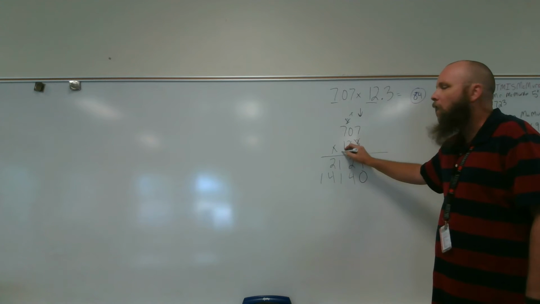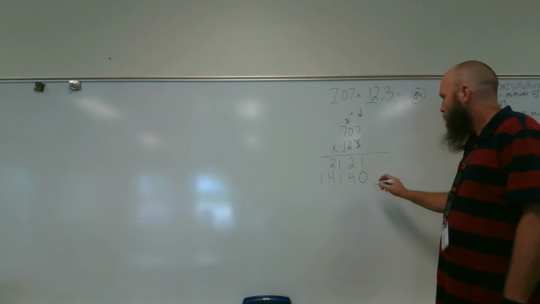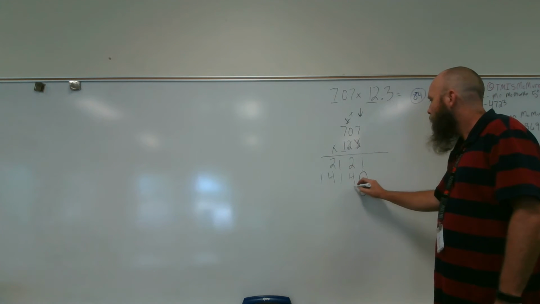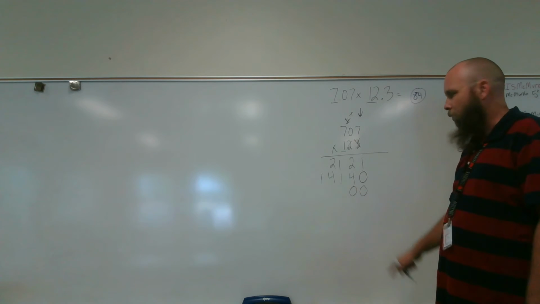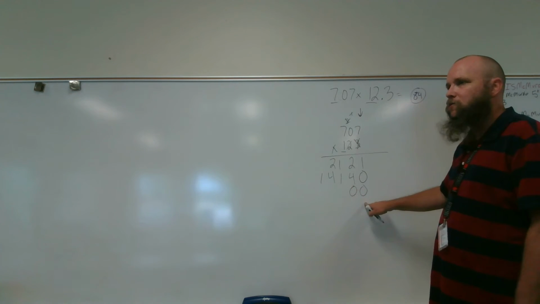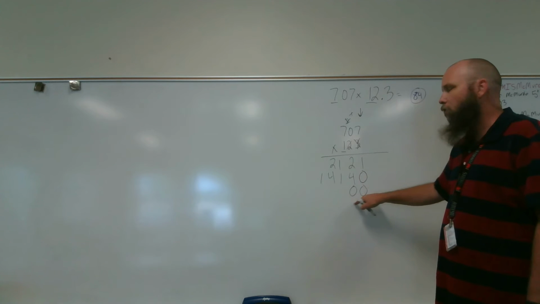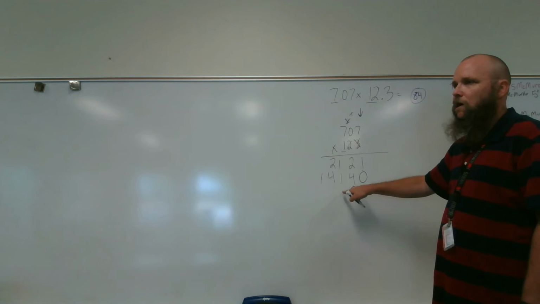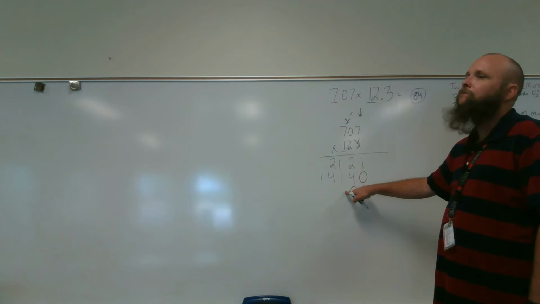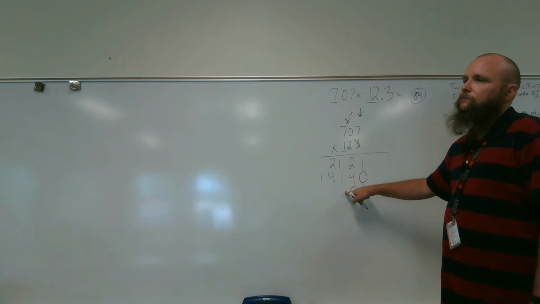Now we're moving to the hundreds place. 1 times anything is the exact number, unless it's 0, then it's 0. But since we're moving to the hundreds place, we have to put the 2 zeros here so that our first number's in the hundreds place. I've never done any multiplication where you had to use that ever.